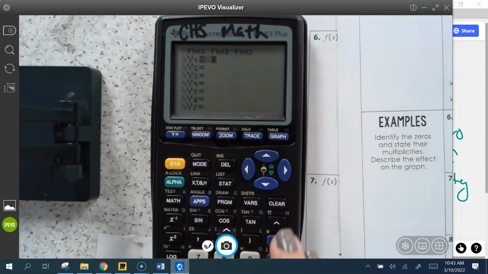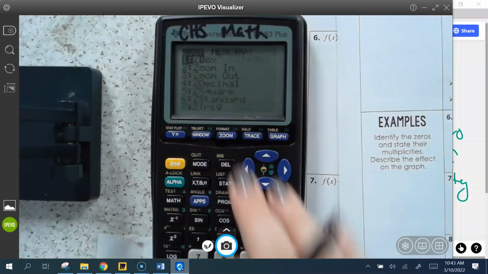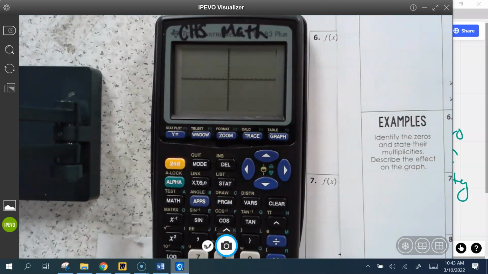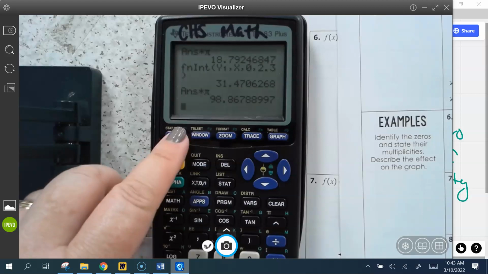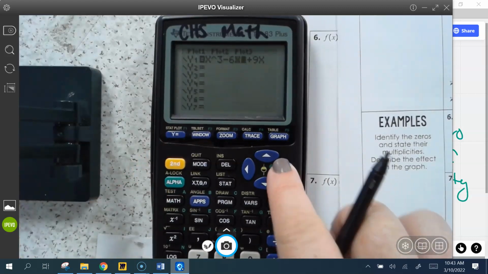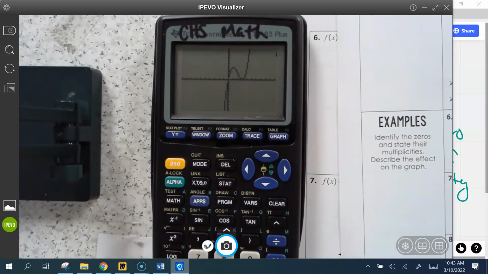X to the third, I'm not going to do it in factored form. I'm going to just do it in regular. Minus 6x squared plus 9x. 0 and 3 are my two zeros, right? Why is it taking so long? X to the third minus 6x squared plus 9x. Okay, there we go.